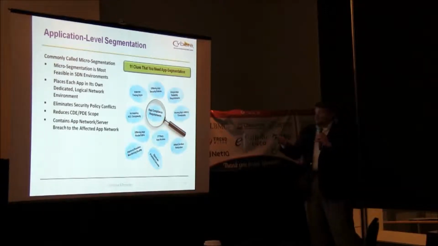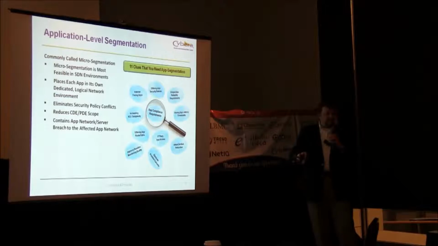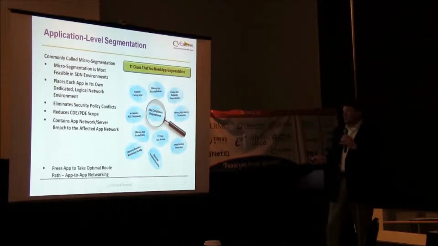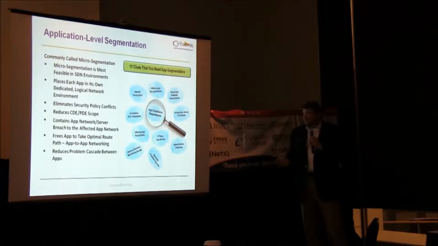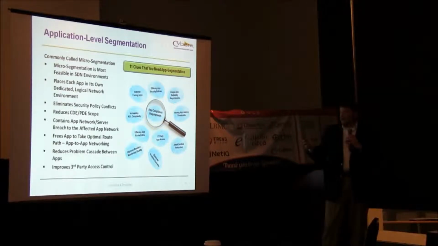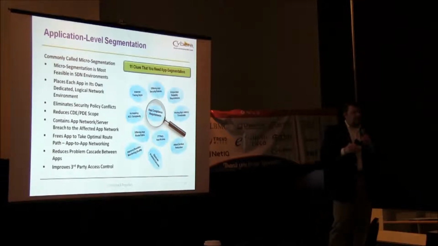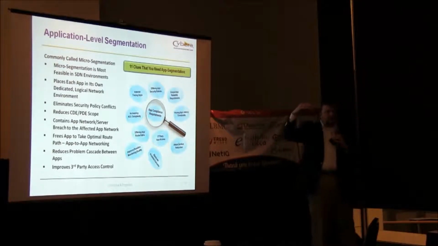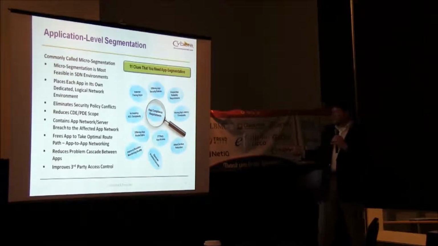It contains application and network server breaches to the affected network or application server breach or segment. It eliminates the propagation. It frees the application to take its optimal route path, and it reduces problem cascade, and it improves third-party access to the network, all right? Because you're able to then put specific application controls or security controls at user level, and then you can log that discrete connection, and we'll go a little bit more into those benefits here.